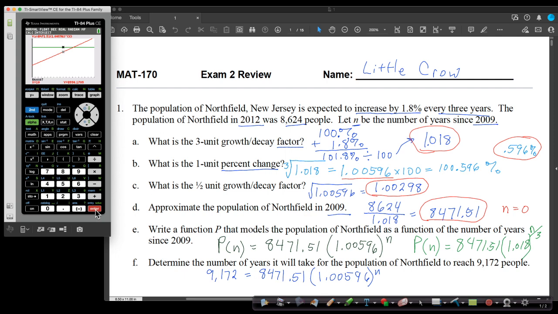We just hit enter. And then for the guess, you could use the arrows to move it closer, but you really don't need to. We're close enough. We can see it. If we hit enter, the calculator will find it pretty darn quick. And it gives us an answer here that y is 9,172.